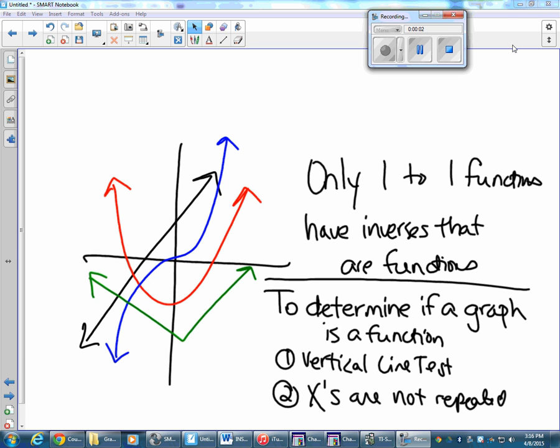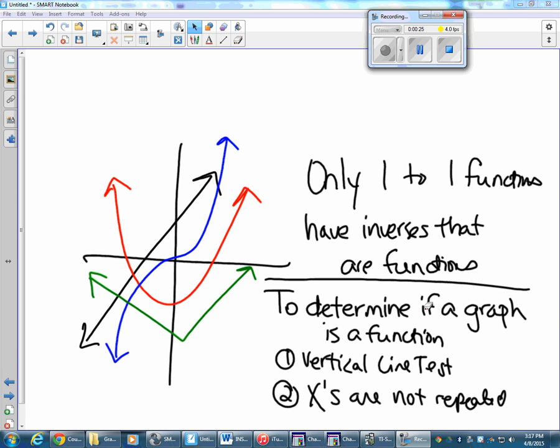Alright guys, we're going to do a little recap on section 5.1, which is on functions and their inverses. And some things to remember: only one-to-one functions have inverses that are functions. You could find the inverse if it wasn't one-to-one, but that wouldn't be a function. So what they're going to ask you is, is the function they give you one-to-one? If it is, then you find the inverse of that.